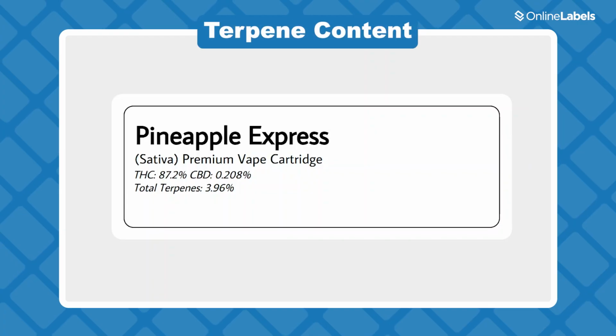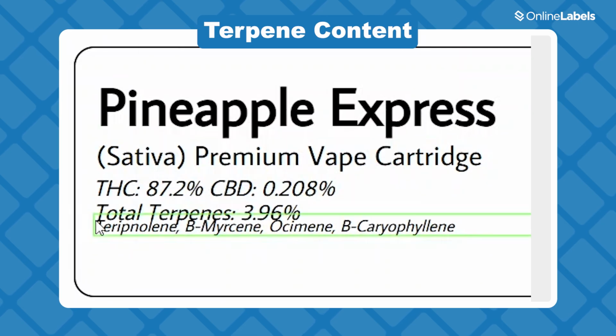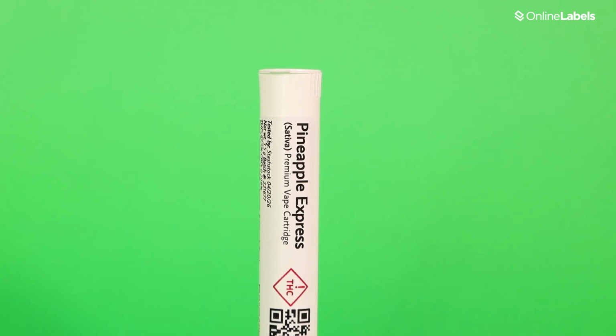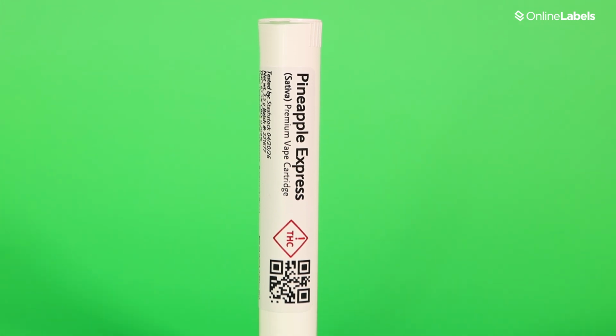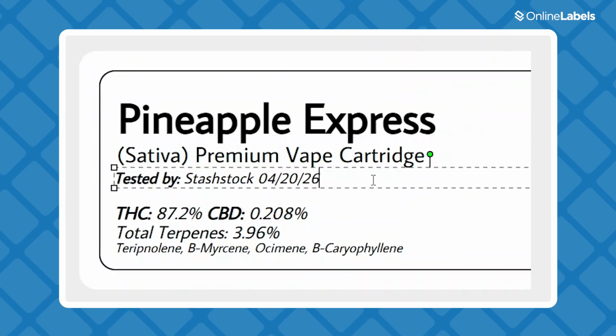Now let's get into terpenes. Terpenes are natural aromatic compounds found in cannabis, and they give the product its flavor, scent, and effect. If you're selling cannabis products, they need to undergo testing at a third-party lab to ensure its potency, contents, and to check for any contaminants.